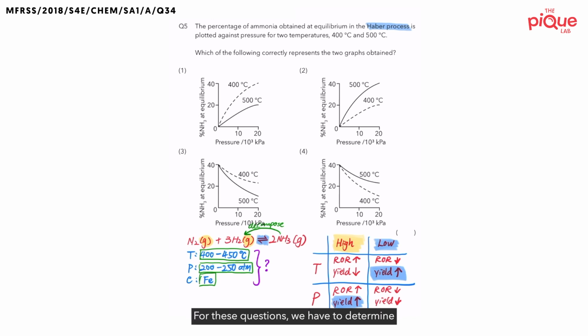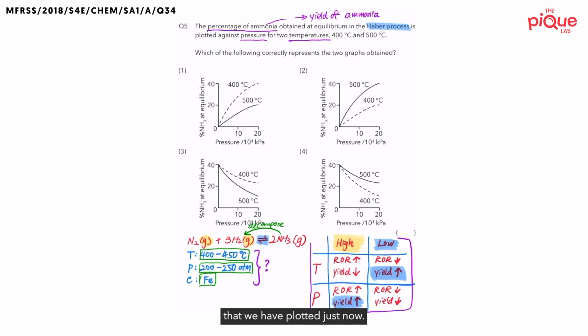For this question, we have to determine how the percentage of ammonia varies with pressure and temperature. Here, the percentage of ammonia is actually referring to the yield of ammonia, and we will be mainly using the table that we have plotted just now. Let us look at pressure first. We have already established that at low pressure, yield is low, at high pressure, yield is high. Based on this, we can say that as pressure increases, percentage of ammonia at equilibrium increases.